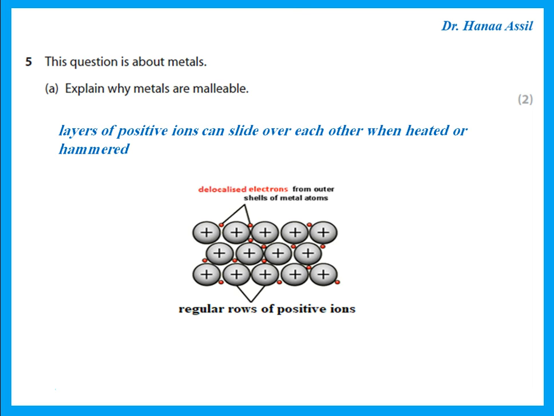Remember here, there are layers of positive ions and they can slide over each other, not because of weak attraction forces between the layers. Remember when we talk about graphite, we say graphite is soft because it has weak attraction forces between the layers. So the layers slide over each other. Here, these are metals, so we just say layers of positive ions can slide over each other when heated or hammered.